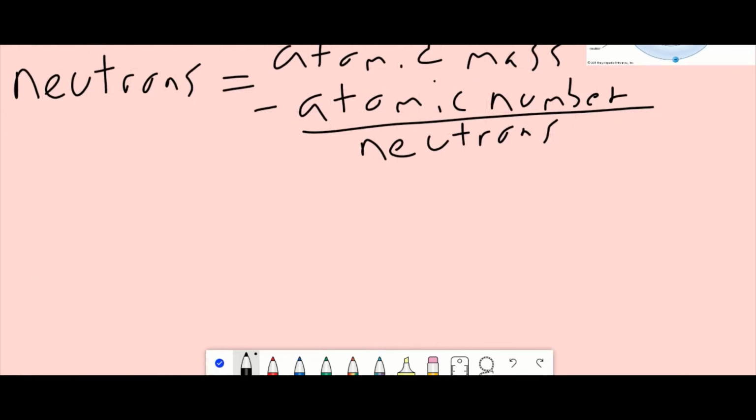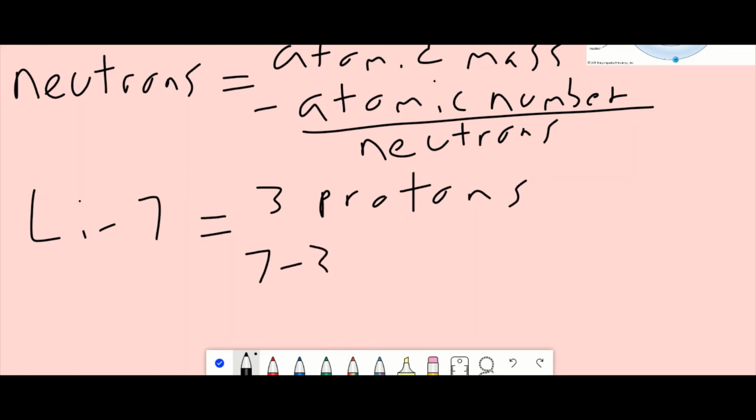So the way we'll write that, lithium, and we'll put a little dash, 7, that's a mass. So this is the mass number right here. If you're trying to find just the neutrons, we know for sure it's got 3 protons, right? And for neutrons, what you do is take that 7 minus the 3 protons, which is equal to 4 neutrons.